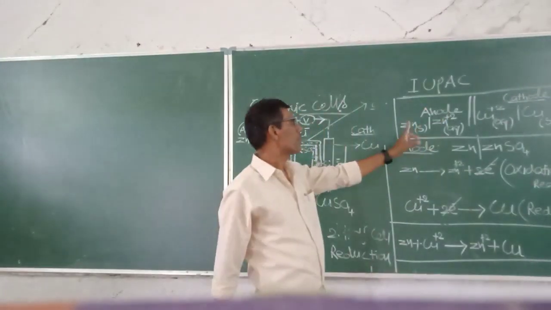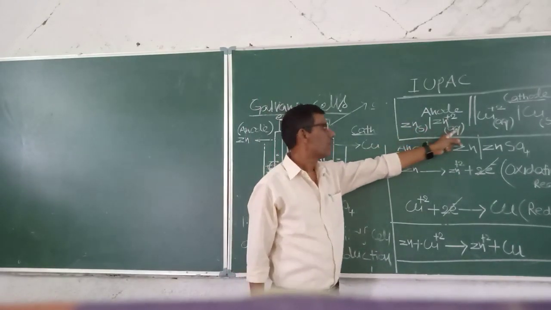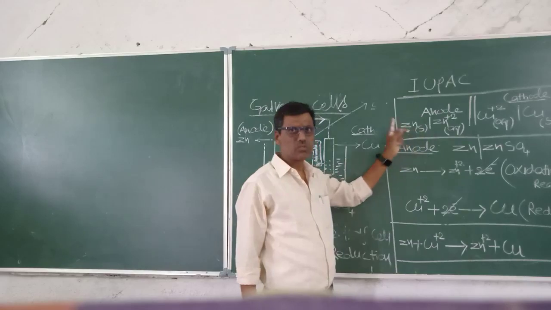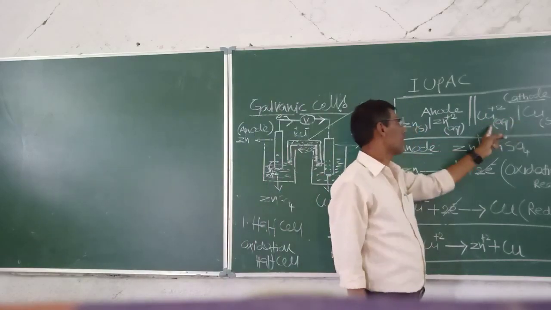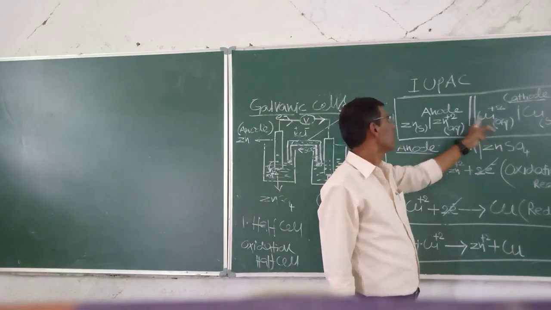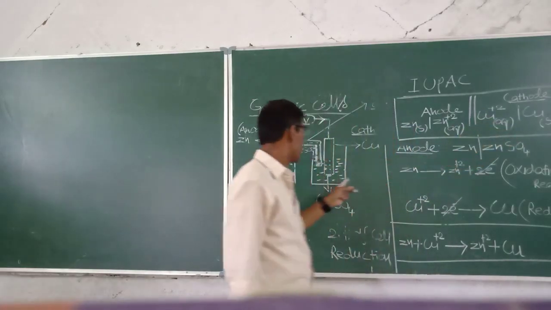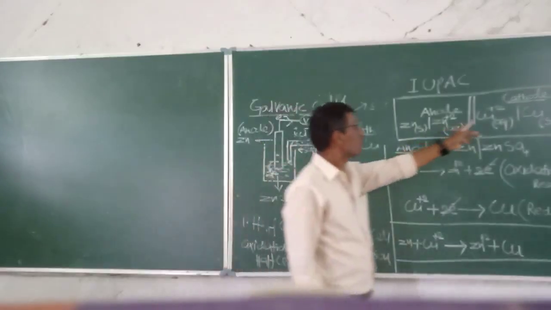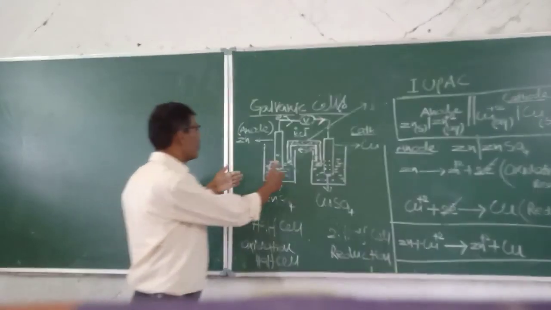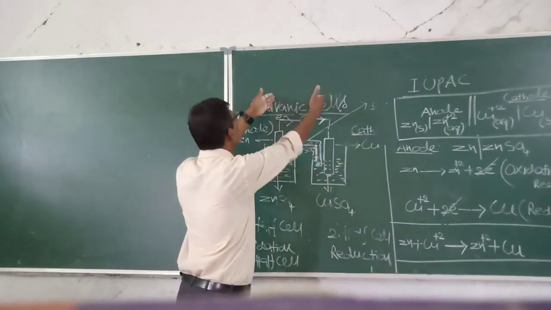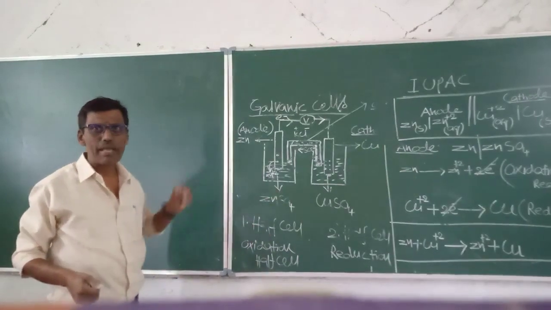So in the anode compartment you have zinc in zinc sulfate. You have to mention the phase state of each of these species. Here, for copper, I don't write copper metal; you have to write the copper aqueous solution, that is the electrolyte used. So in this way, two half cells will make one galvanic cell.